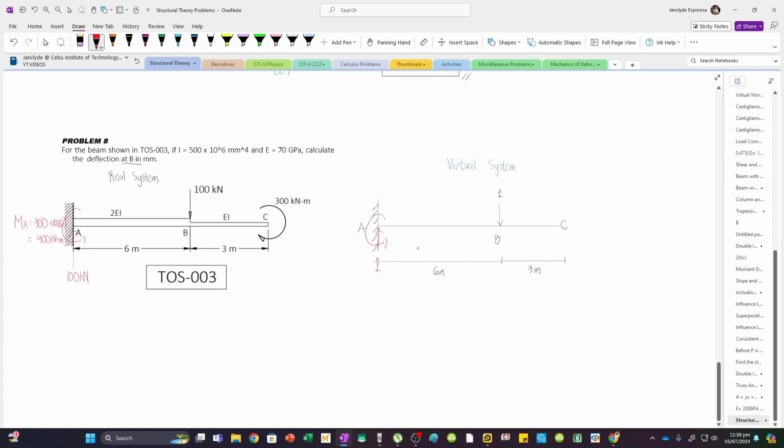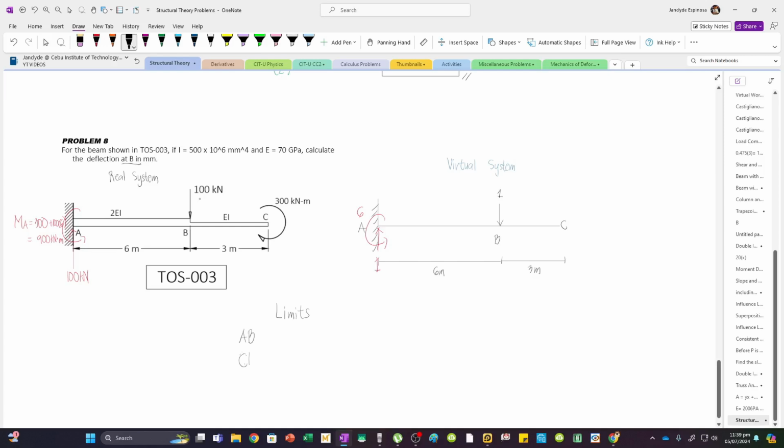So that's going to be 6. So this is now my virtual system. This is my real system. I'm going to write down the limits, and then we have member AB and member BC. Let's just use member CB so that our solution will be more efficient. You will see later why.